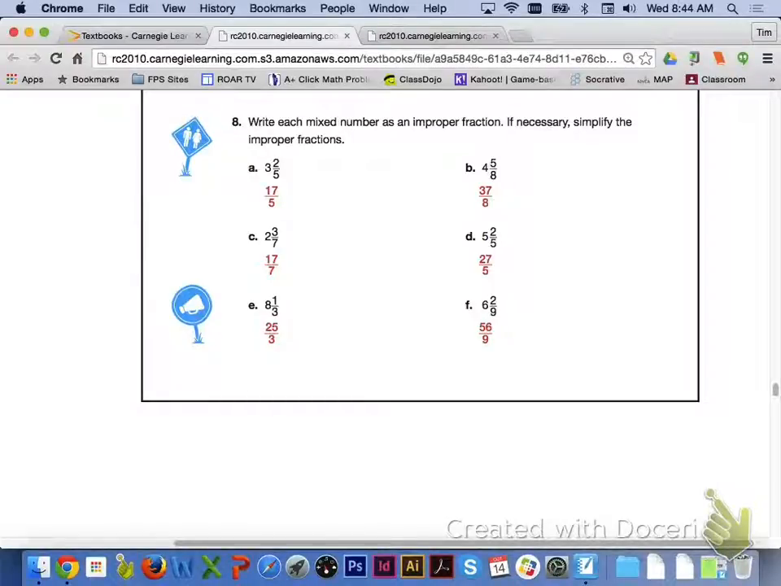We are going to stop here for the first part of lesson 3.7 on improper fractions and mixed numbers. Please let me know if you have any questions on converting. Thanks.